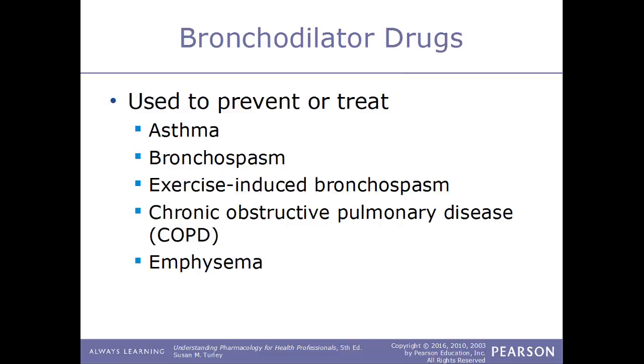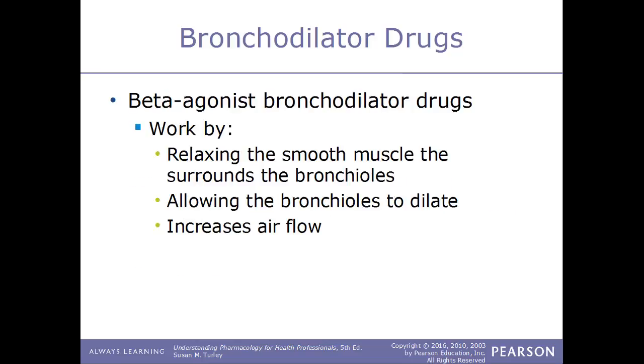We'll start off first with talking about bronchodilator drugs. These are used to prevent or to treat conditions such as asthma, bronchospasms, exercise-induced bronchospasm, COPD, and emphysema. And there are various types of bronchodilator drugs. One type are beta-agonist bronchodilators, and these work by relaxing the smooth muscle that surrounds the bronchioles. As the smooth muscle relaxes, it allows the bronchioles to dilate, which allows more air to flow into the bronchioles.